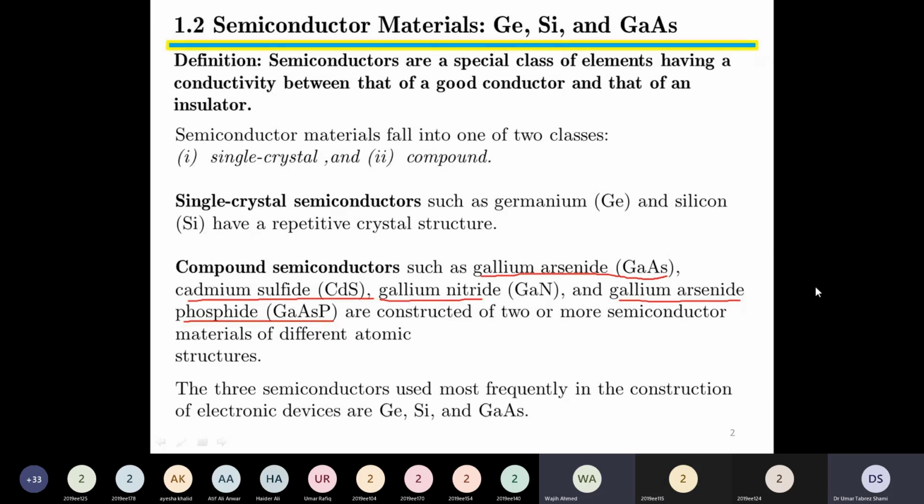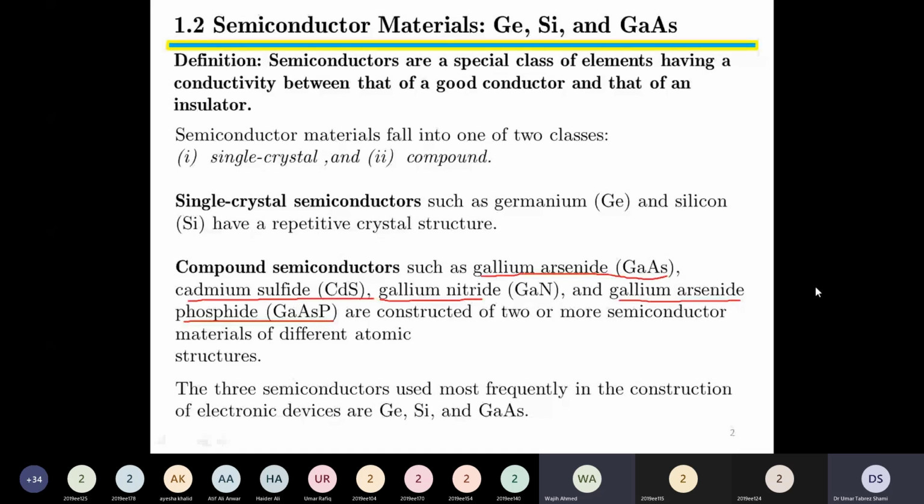The question is that out of these two classes, single crystal or compound, which one is better? Both are fine depending on your application. What are the applications? One application of electronics means single components. For example, single diode, single transistor, single MOSFET, single FET. Other examples include VLSI circuits. For example, the computer chips that you are using, they are all composed of semiconductor materials.